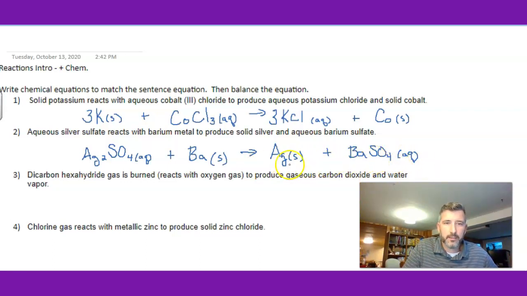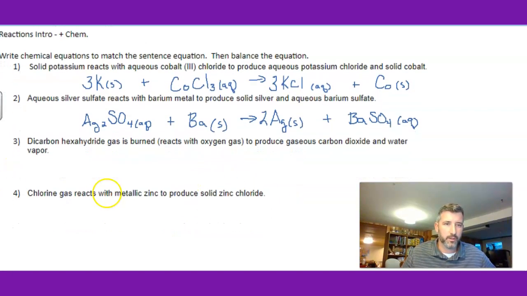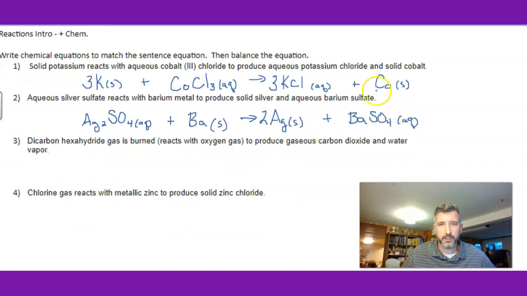Okay, it looks like we've got 2 silvers on the left and only 1 on the right, but everything else, it looks like, is already balanced. 1 sulfate, 1 sulfate. Remember to balance that as one thing. 1 barium, 1 barium. Okay? All right, let's do one more of these word equations, and I think you guys should be good to go on the rest of the assignment.